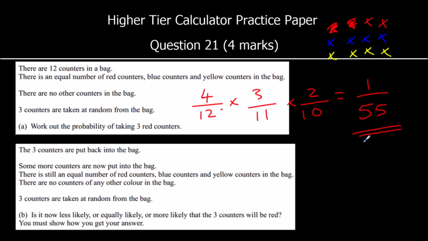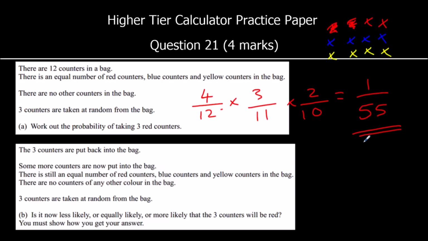The 3 counters are put back into the bag. Some more counters are now put in the bag. There's still an equal number of red, blue, and yellow, and none of any colour. 3 counters are taken at random. Is it now less likely, equally likely, or more likely that all 3 will be red?